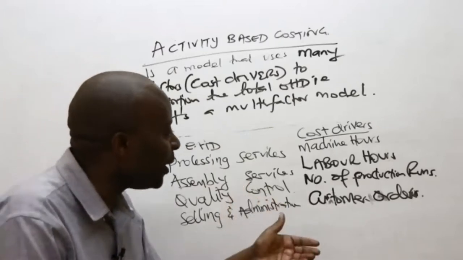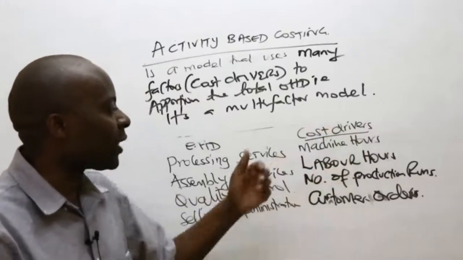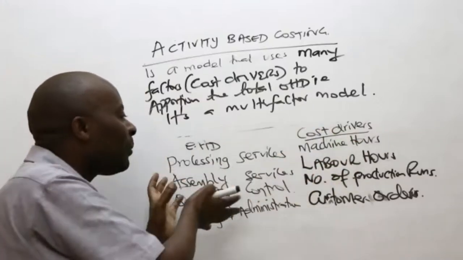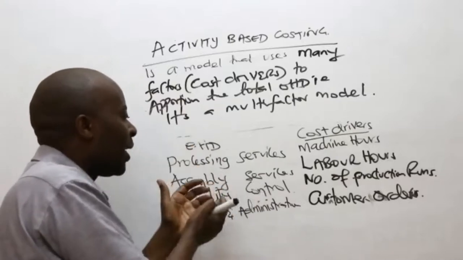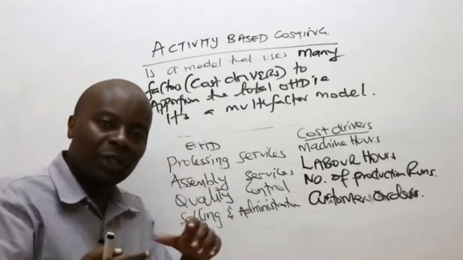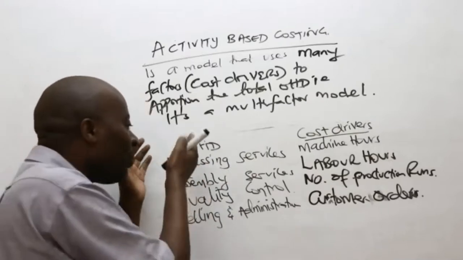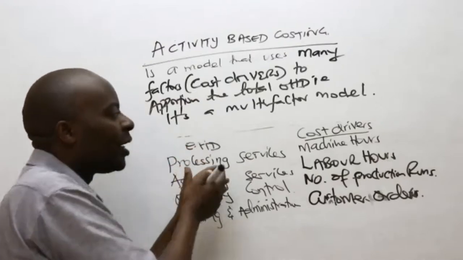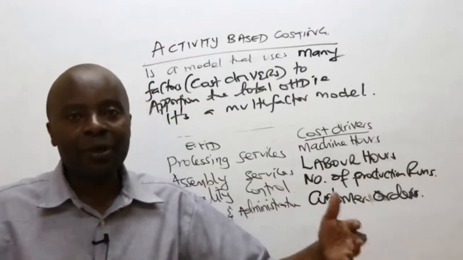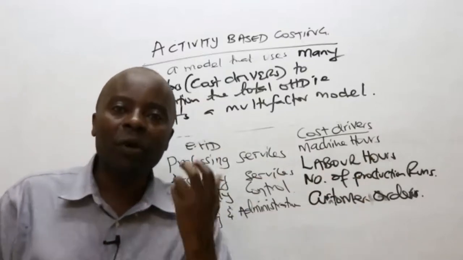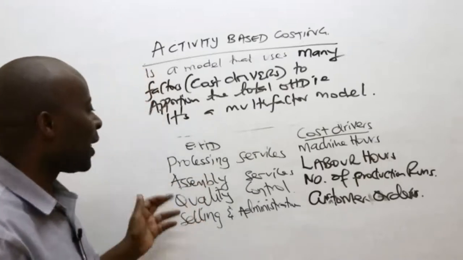How do we attach cost drivers or factors which have a relationship with the overhead items? I started by explaining that for processing, we are using machines to process our products, and therefore to be able to apportion processing overhead, we shall use what here? Machine hours. Because the more time we give you in our machines, the more processing cost you'll absorb as a product. And then we have assembly services.